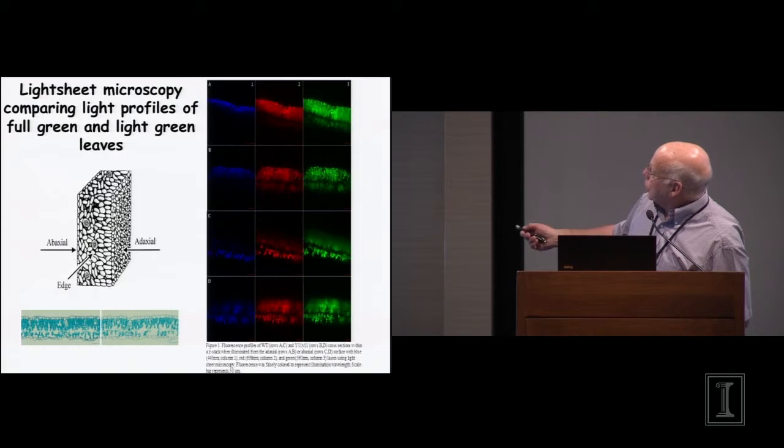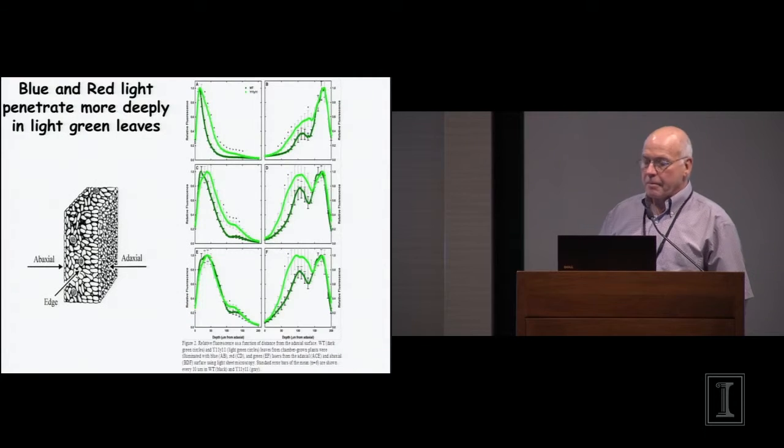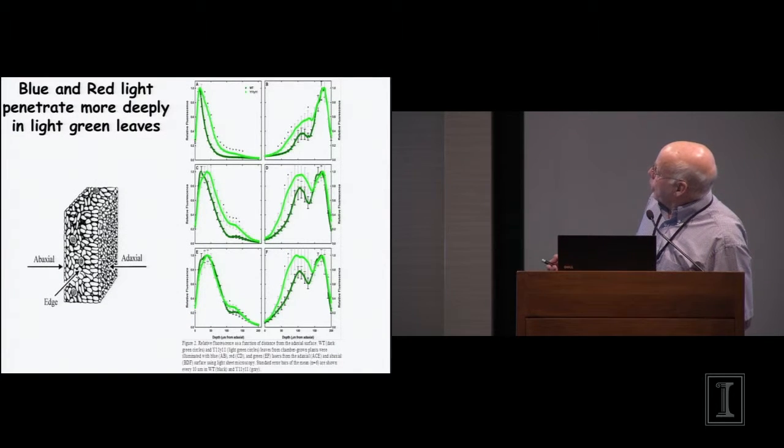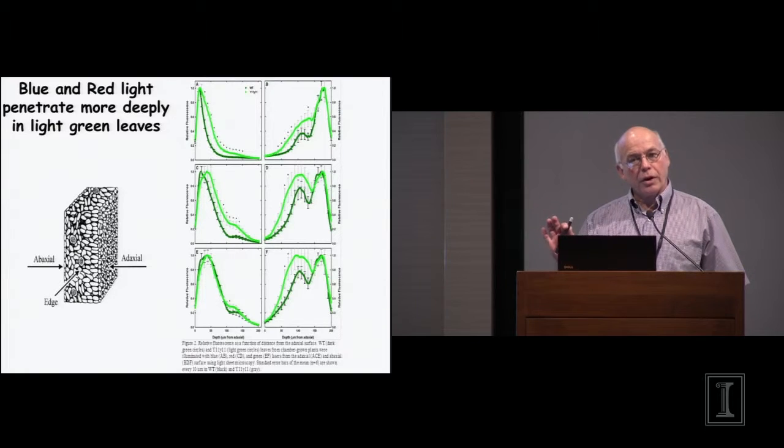If we go to the light green leaf, what you can see now is more penetration in the blue and more penetration in the red. And so we can quantify this. Let's look at this panel here. Here we see blue light, and you can see in the light green mutant that this blue light is penetrating much more deeply in the leaf. This is the intensity of fluorescence that shows the depth of penetration, and this is the depth from the top of the leaf. Same thing with red light, more deeply penetrating, and not so much with green light because it's already quite penetrant.